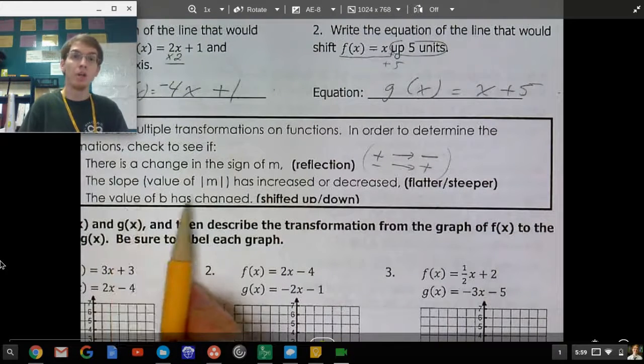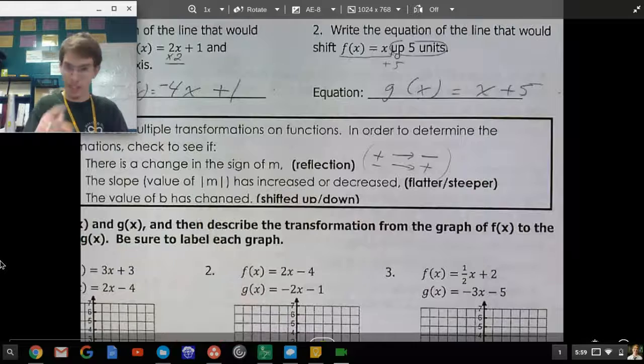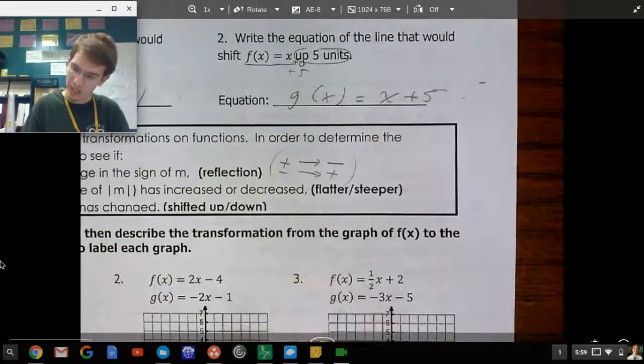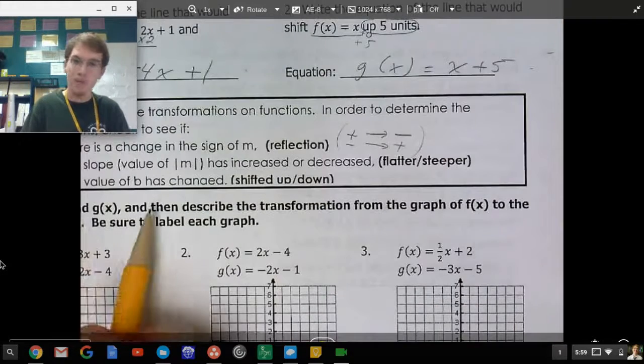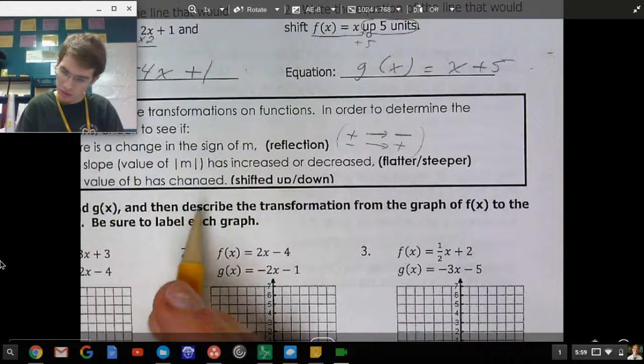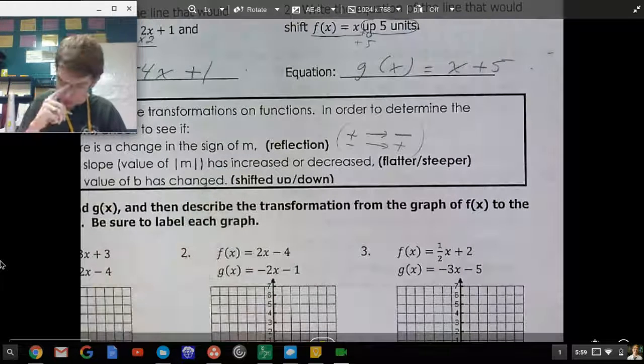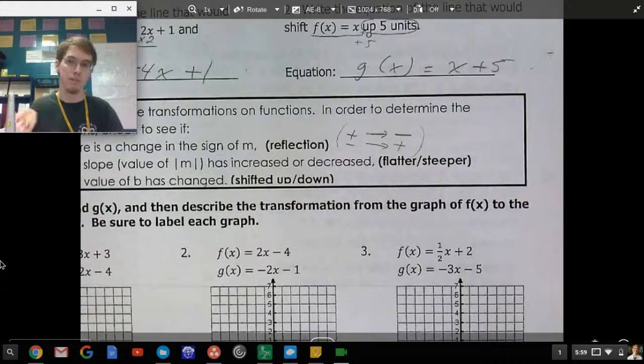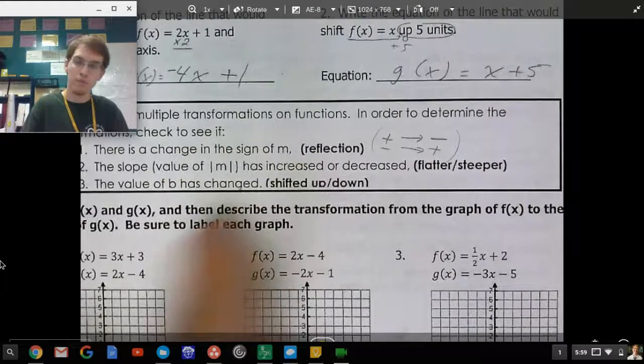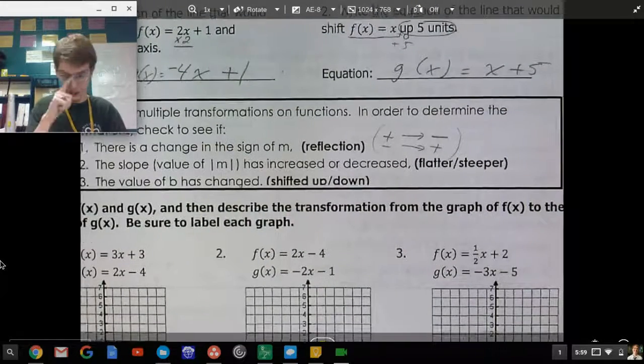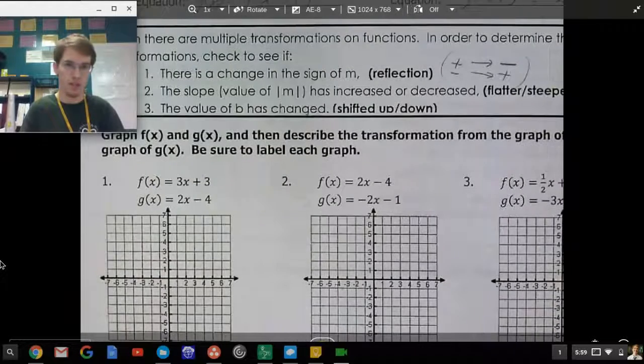2, the slope, the value of m, has increased or decreased, flatter or steeper. All right, and then 3, the value of b has changed. Okay, it's changed. So if it goes up, then it's shifted up. If it goes down, it's shifted down. Those are the 3 things you have to check. The only 3 things you have to check. Okay, so let's just dive into one of these.